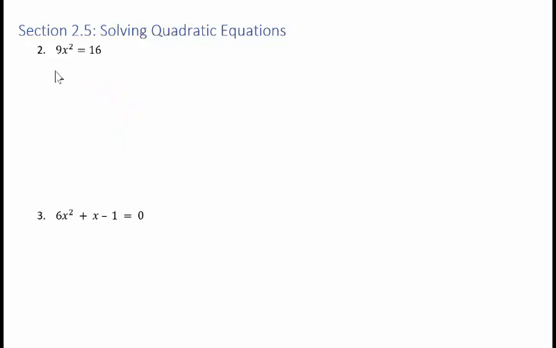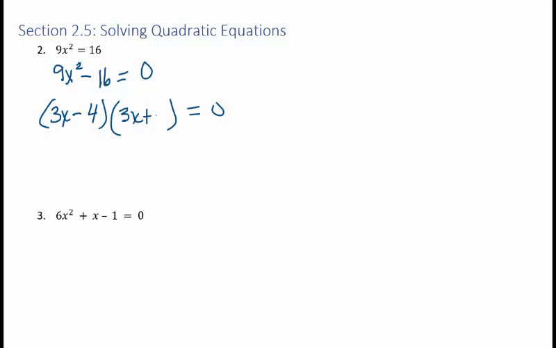Another option is to move both terms to one side. So 9x squared minus 16 is equal to 0. And notice that this is a difference of two squares. So we're going to find factors of the form x minus b times x plus b. In this case, take the square root of 9x squared, and that's 3x, and then the square root of 16, which is 4, and then one of these will have a plus and one will have a minus.